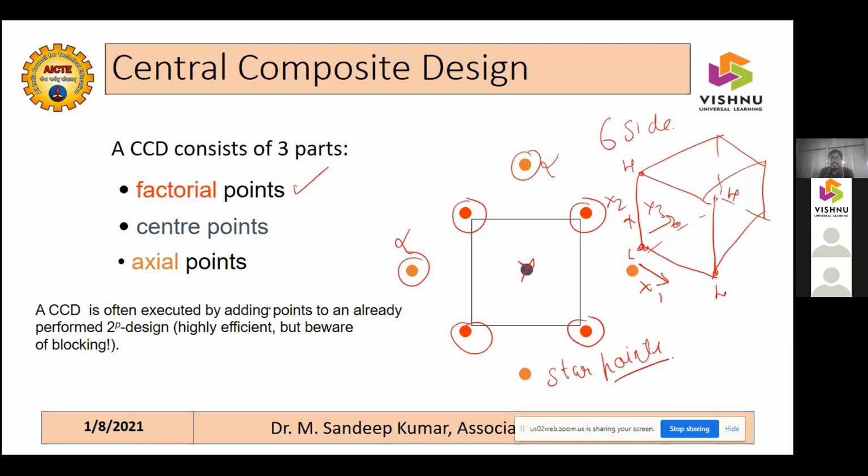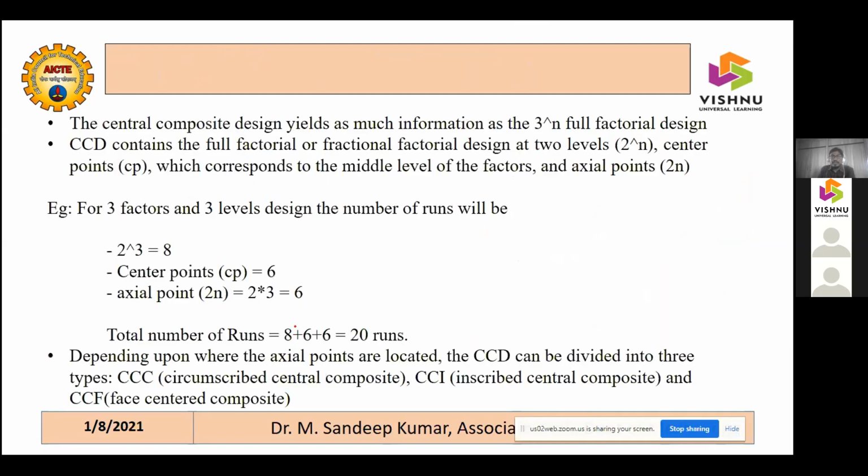CCD is often executed by adding points to an already performed 2 to the power of k design. Let us see how it does. The central composite design yields uniform information of a 3 to the power of n full factorial design. CCD contains the full factorial or fractional factorial design of 2 level, 2 to the power n. Please concentrate here, participants.